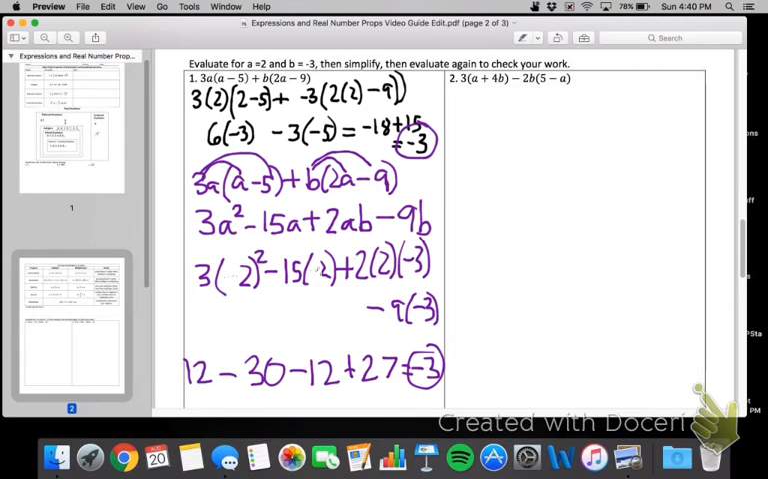All right, so another example. Again, let's try substituting in first, and then simplifying, and then substituting again. So 3 times 2 plus 4 times negative 3 minus 2 times negative 3 times 5 minus 2. So careful with the order of operations inside the parentheses. So 4 times negative 3 is negative 12, and 2 plus negative 12 is negative 10.